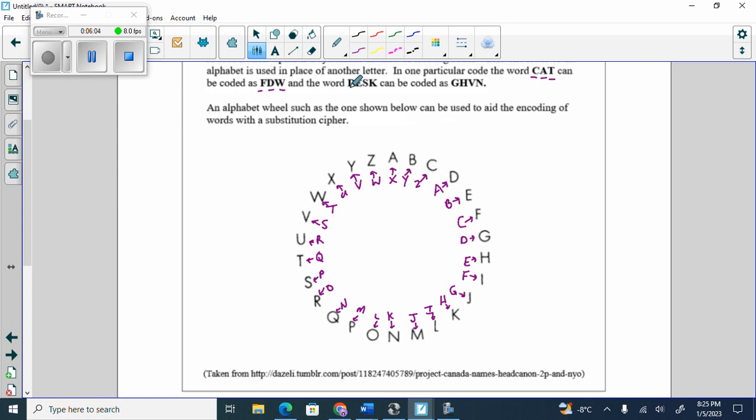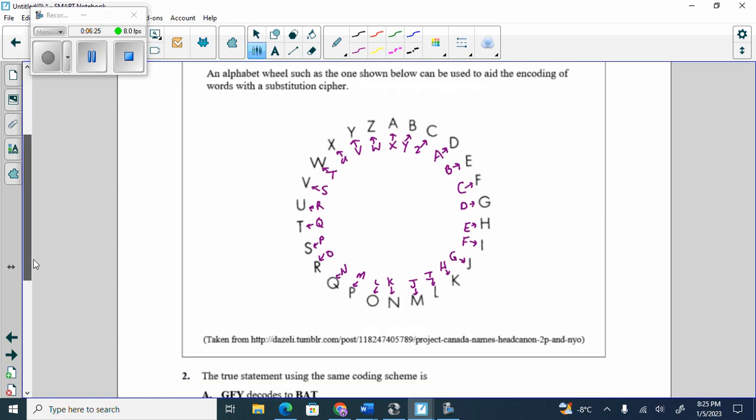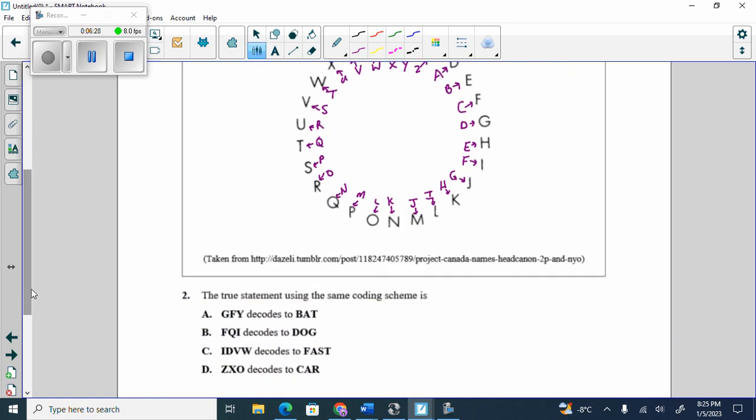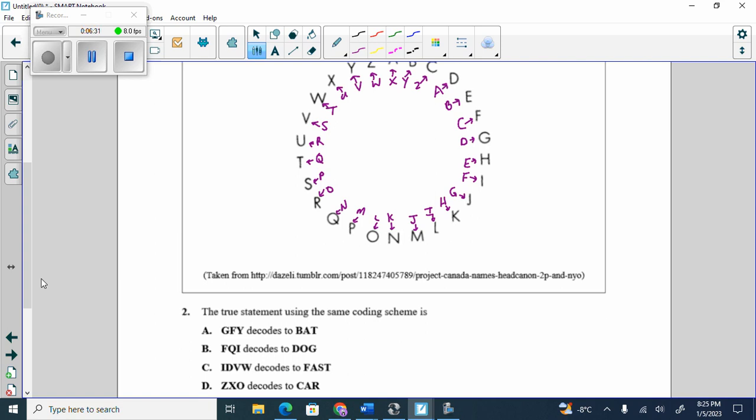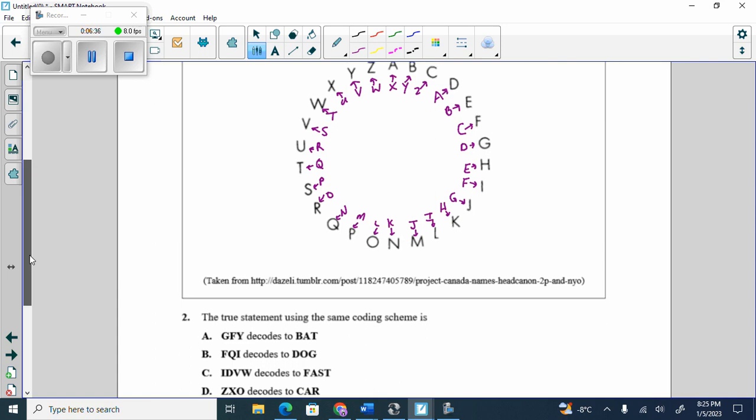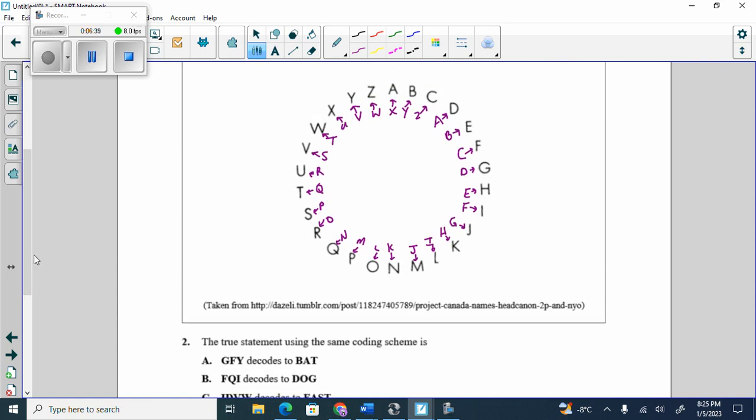All right. So here it says D should be G. D is G. E should be H. E is H. And then S should be V. S is V. And then K should be N. So that's perfect. So our cipher is working. And then let's look down here. They're saying GFY decodes to BAT. So BAT.